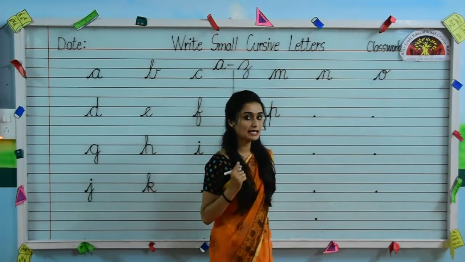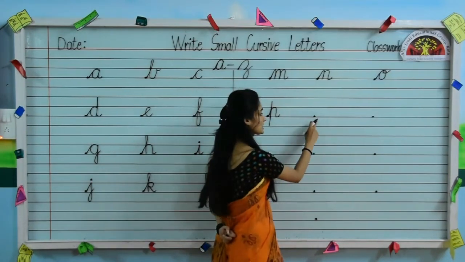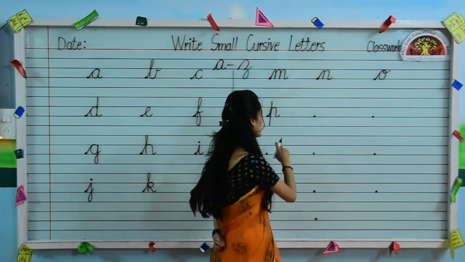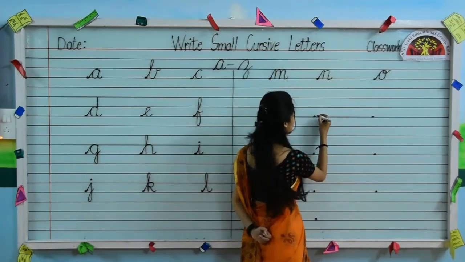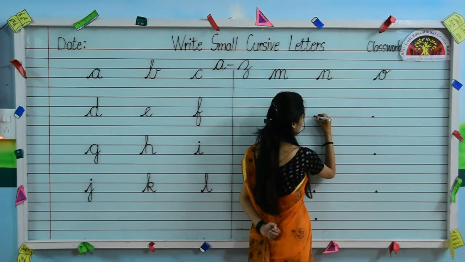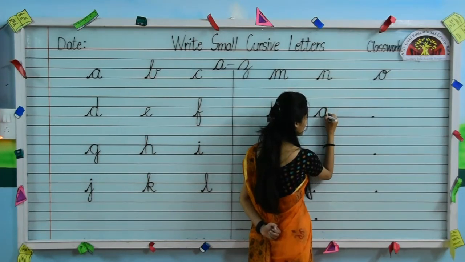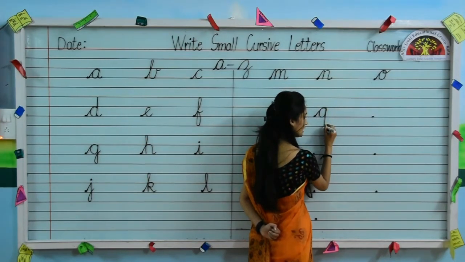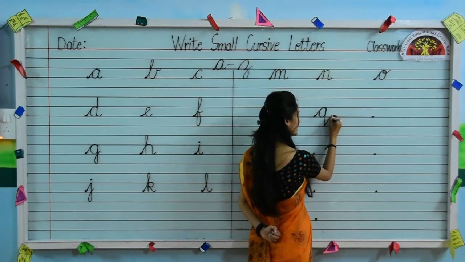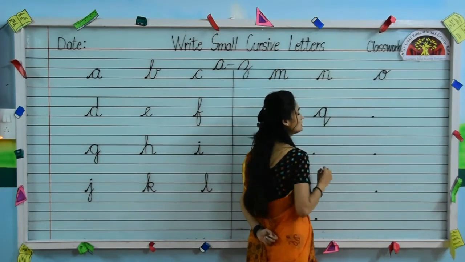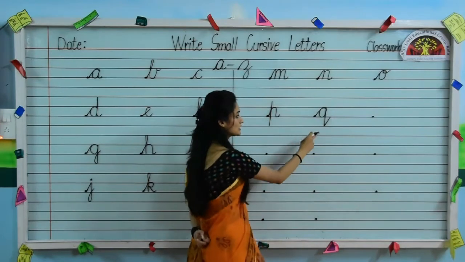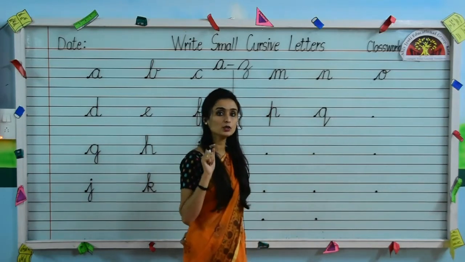Now tell me which is the next letter, kids? After P, the next one is Q. Let's see how to write Q. Put your pencil on the dot, slanting line, touch the second line, make a curve, then touch the second line, come down straight, touch the fourth line and a slanting line between the fourth and the third line. Okay kids, this way you have to write your letter Q.